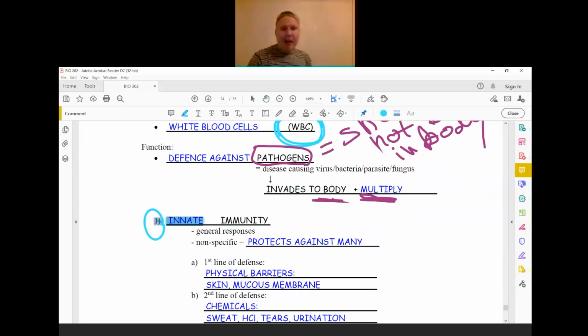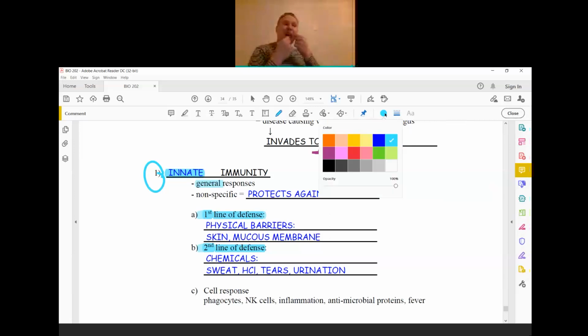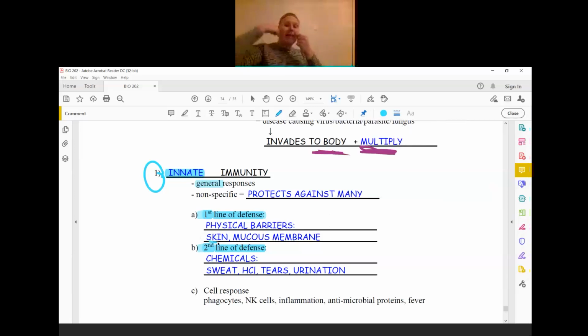So the first branch of the immune system is our innate immunity. Innate immunity is all about having general responses, and it really doesn't care what kind of pathogen it deals with. Innate immunity works through different lines of defense, and the first line of defense is our physical barriers. So say, for example, your skin. Skin stops those pathogens from entering your body. So it's a physical barrier.